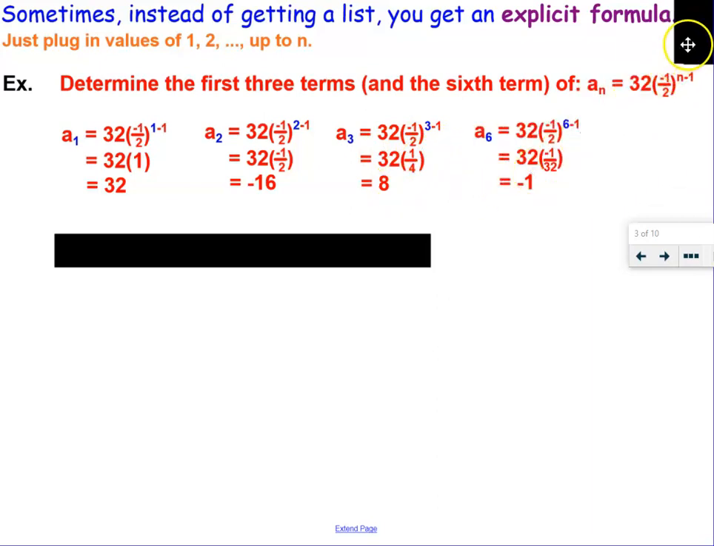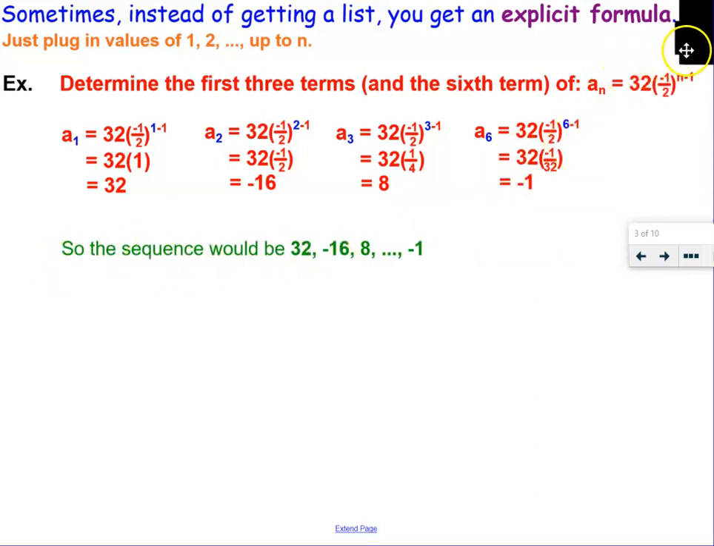I plug in 6. 6 minus 1 is 5. -1/2 to the 5th power. That's an odd number of negatives, so it stays negative. Then 2 to the 5th is 32. 32 times -1 over 32. The 32's cancel. You get -1. So for this sequence, it would actually be 32, then -16, then 8, then whatever, all the way to -1.